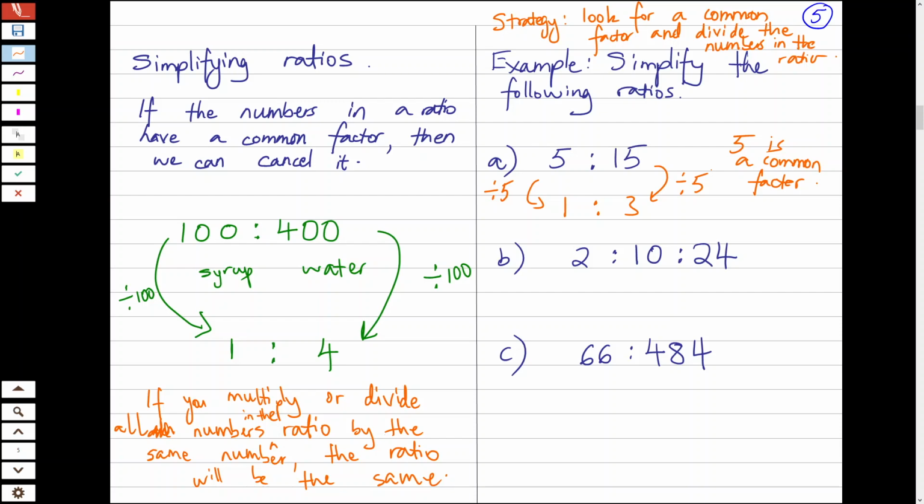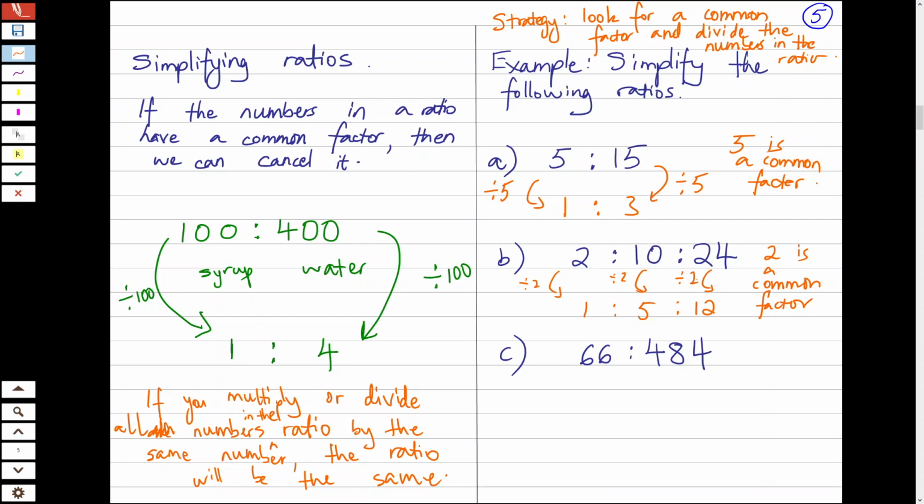Okay, what about part B? Okay, all the numbers are even. So 2 is going to be a common factor. So divide by 2, divide by 2, divide by 2. Most of the ratios that you will meet will just have 2 numbers in them, but we can have more than 2 if we want. It's up to us.